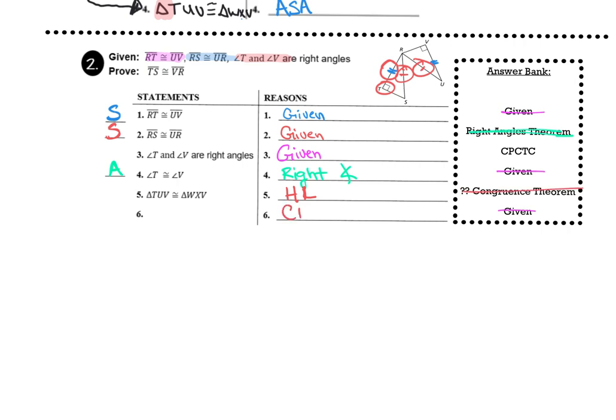And then we know our last one has to be CPCTC. And we circle our thing right there and bring it down to TS is congruent to VR.